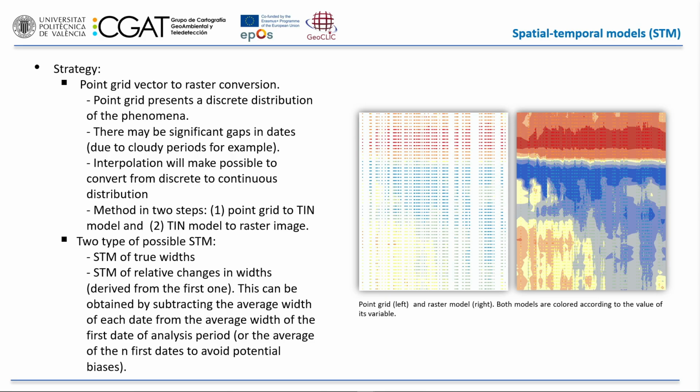In the case we want to obtain the model of changes of average width, we will only have to subtract the average width of each date from the average width of the starting date of the analysis. Sometimes, to avoid biases, we can take the initial average width as the average of the average widths of the first n dates, for example, the dates of the first year. The average width change model is very interesting from the point of view of the detection of erosion and accretion events, and it is the one that we will use in the following example of use of this methodology.